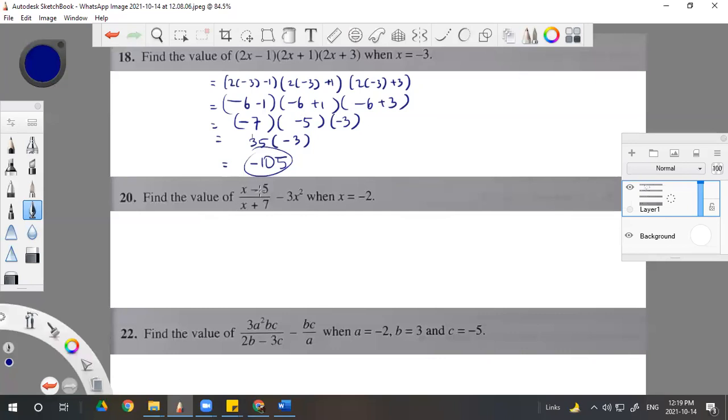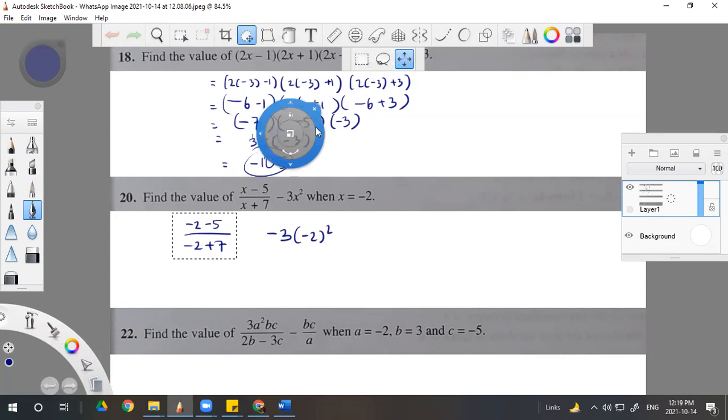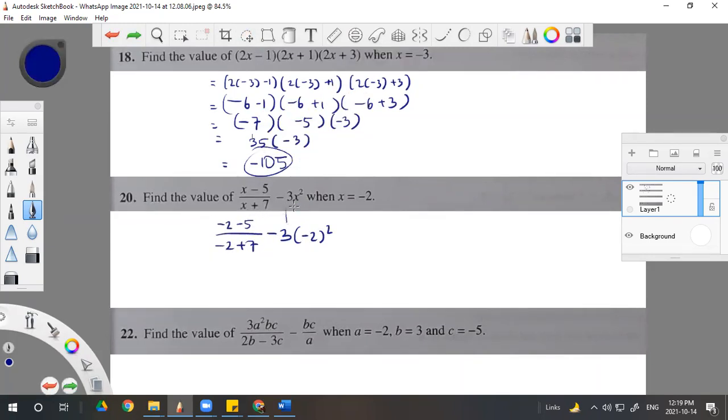Okay, x is negative 2. Negative 2 minus 5 over negative 2 plus 7 minus, aduh capek nih, minus 3 negative 2 square. Ya, that's how you think of the number that you need to do. Nah, kecilin, pendekin, biar enak ya, ke bawah ada paralel tuh, paralel ya. 3x squared. So negative 7 over 5, right? Minus 3 times 4. See, aduh, susah ya. Negative 7 over 5 minus 12, right? Because you multiply first. This is the first priority.